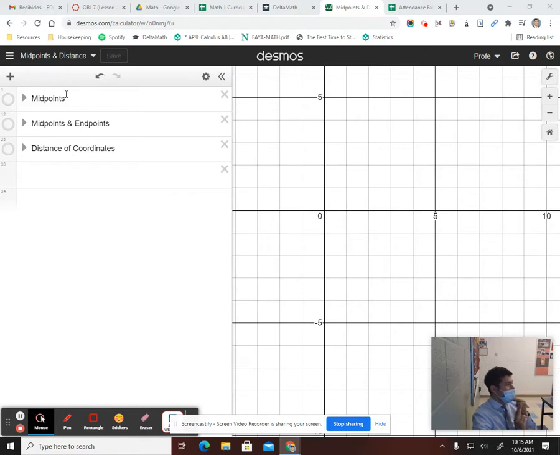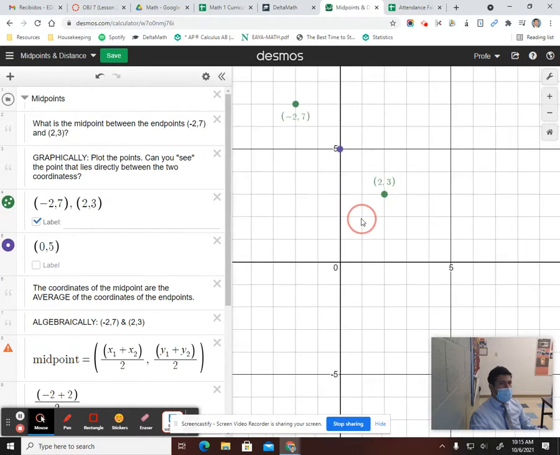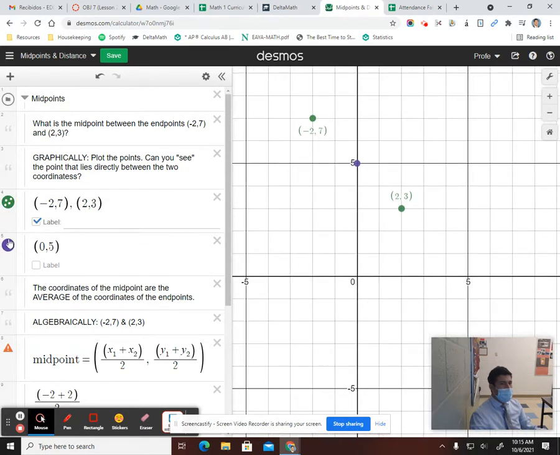Everything that I'm going to show you today will have a graphical perspective, which for some of you will make it very easy, and an algebraic perspective. So here we go. Midpoint. Let's say I wanted to find the midpoint between the two coordinates (-2, 7) and (2, 3). A short way of doing it is graphical.